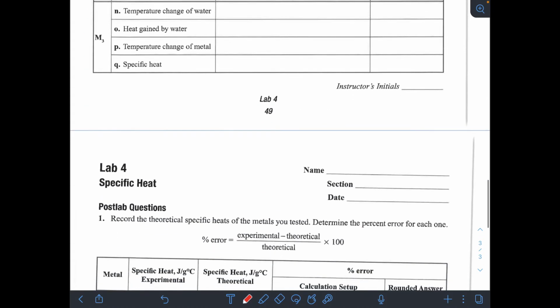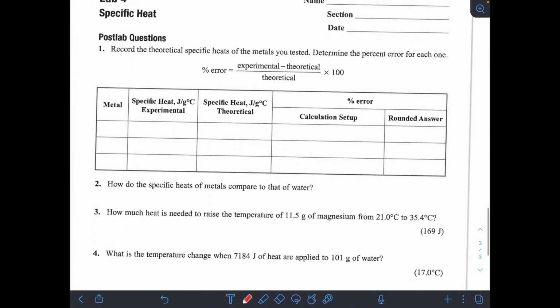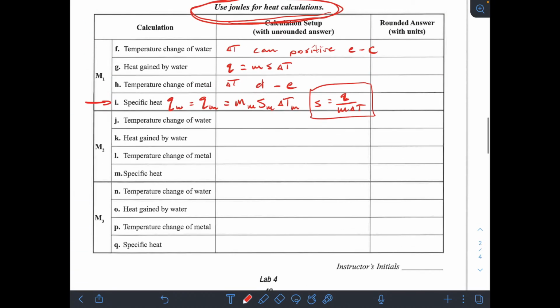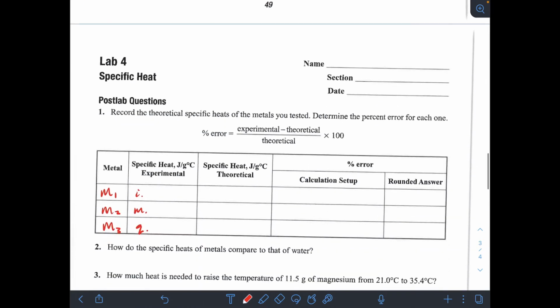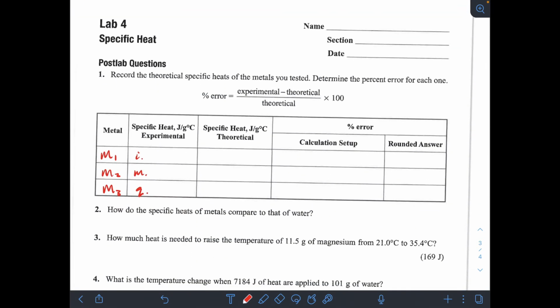So let's move on to the post-lab questions. Right? So question number 1, this table here, okay, you're going to put in your values for metal 1, metal 2, and metal 3. Okay, so from your data table, this is part I, part M, and part Q. So I, M, and Q for each of your metals goes in this first column for specific heat experimental.